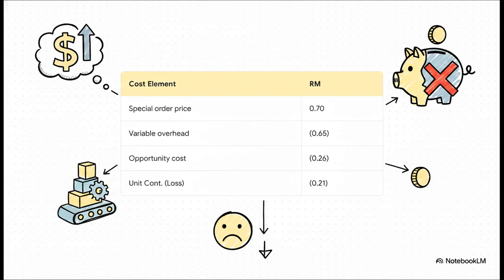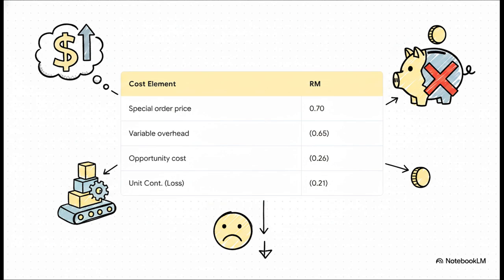Let's walk through the math on this one together. The customer is offering a special price of $0.70 per unit. Our prime and variable production overhead cost to make it, $0.65 per unit. So far, it looks like a tiny $0.05 profit, right? Actually, scratch that. It's a loss. Because our regular capacity is totally maxed out, accepting this order forces us to give up regular sales that would have brought in a much higher margin. That foregone contribution is an opportunity cost of $0.26 per unit.